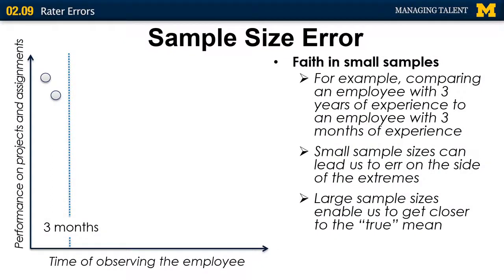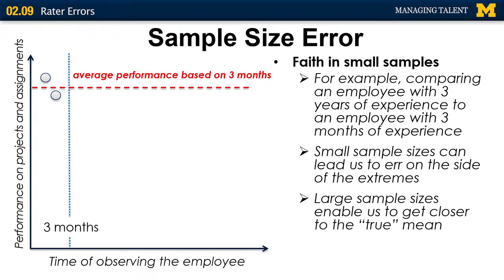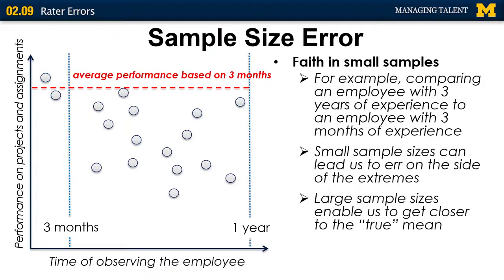So as an example, somebody may seem like a star based on their first 3 months on the job and just a few data points, but they might be more of an average employee when we look at their performance over the course of the entire year.